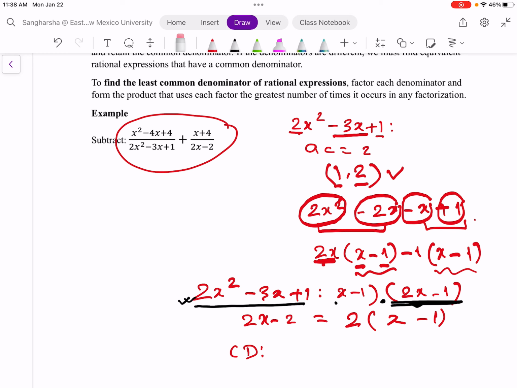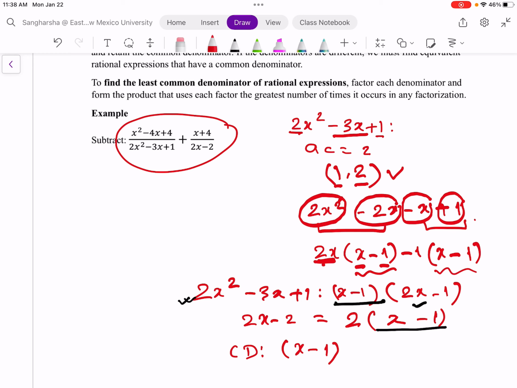Now here, our common factor is x minus 1, okay? So let's write this down once. You write down the common factor only once. Now do we have any more common factors? So you have x minus 1 as a common factor. Now do we have any other common factor?